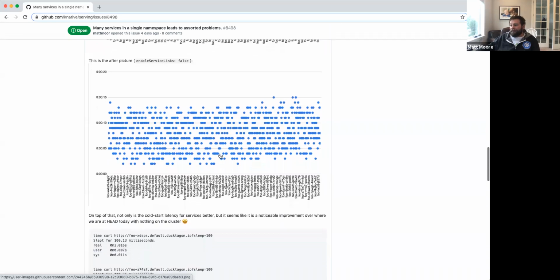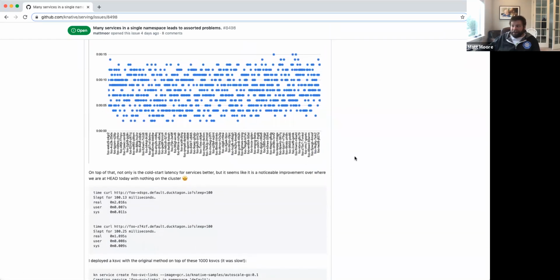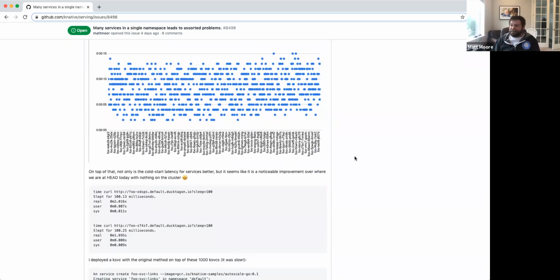And if you look at our cold start latency, frankly, it looks better than it does with nothing deployed when we had those service links enabled. I think it's typically around 3 seconds when we had service links enabled before, which is the default in Kubernetes. And with them disabled, it's like 2 seconds and sometimes even under 2 seconds.